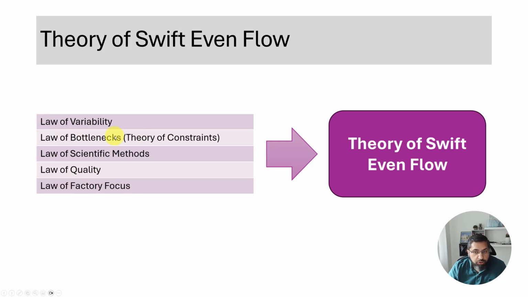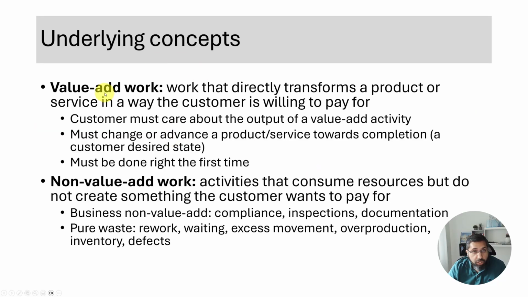Okay, so these laws together we call the theory of swift even flow, which kind of ties these laws together and explains why they lead to more productivity and better performance. The underlying concepts that the theory of even flow uses to explain why these laws lead to better performance are value add work, non-value add work, and what's non-value add work is called waste. You might have heard of this in the lean methodology as well.